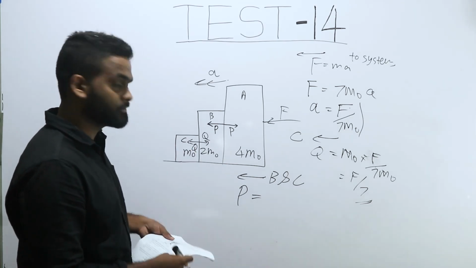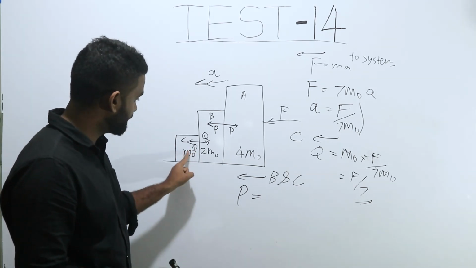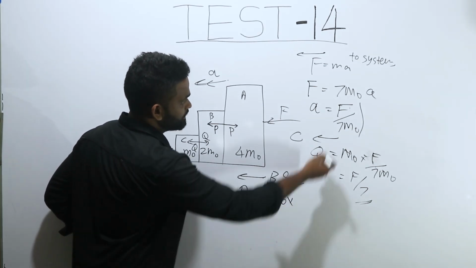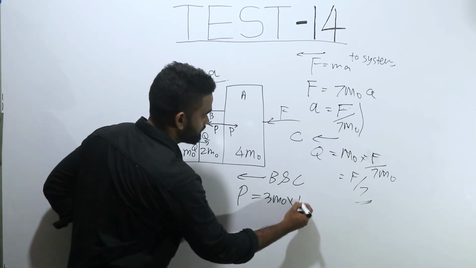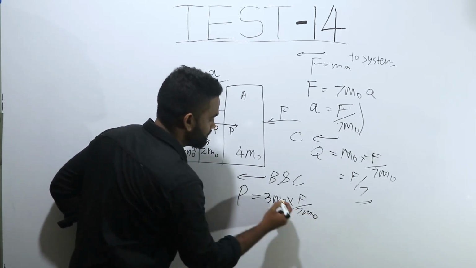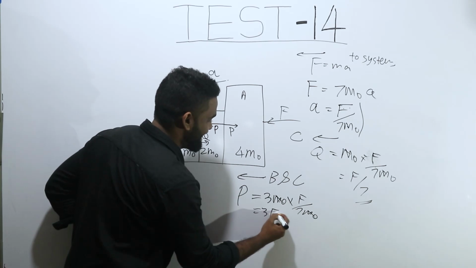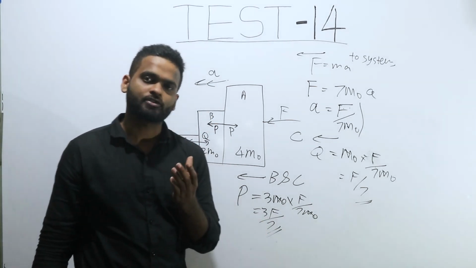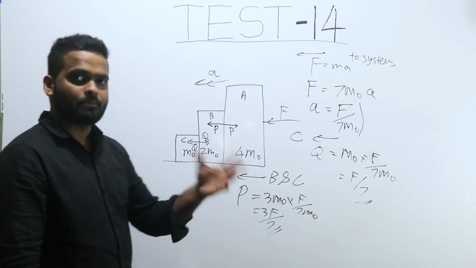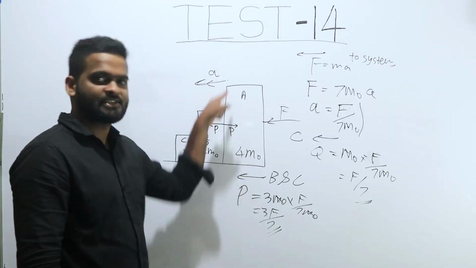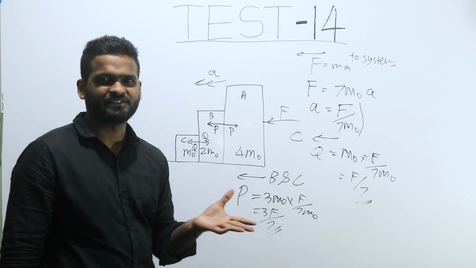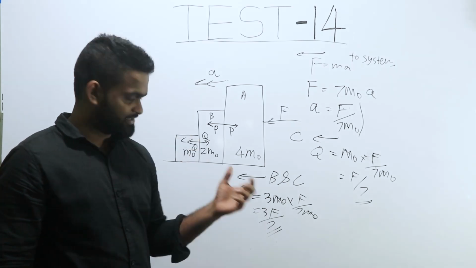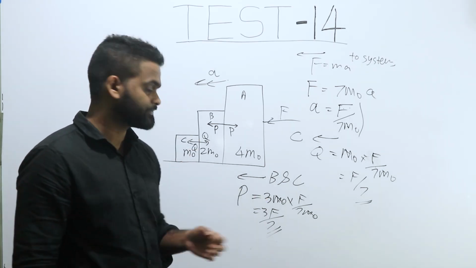So F is equal to P. The mass of this separated system is 3m0 times the acceleration. The acceleration is the same, F over 7m0. So m0 cancels off, and this becomes 3F over 7. This is the easiest way to find force P. You could apply F equals ma to A only as well. That also is easy, but doing it this way is one step easier, right?